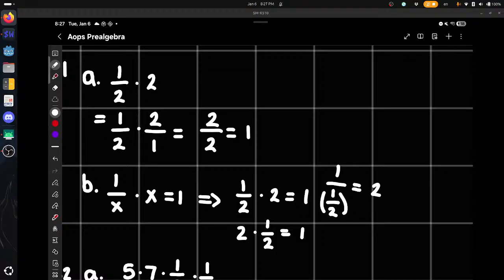My brain is breaking right now. It's like, wait, what? Okay, what is going on here? We have our definition. We're saying that the reciprocal of x is 1 over x. And if we take the reciprocal of the reciprocal of x, we get x.